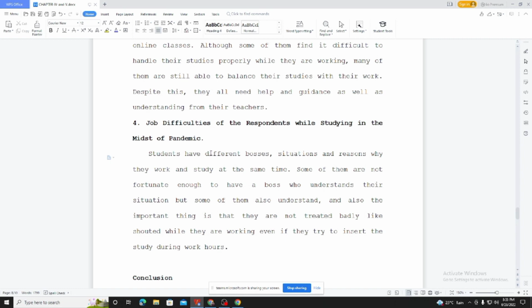Number 4. Job difficulties of the respondents while studying in the midst of pandemic. Students have different bosses, situations, and reasons why they work and study at the same time. Some of them are not fortunate enough to have a boss who understands their situation, but some of them also understand. And also, the important thing is that they are not treated badly, like being shouted at while they are working, even if they try to insert the study during work hours.